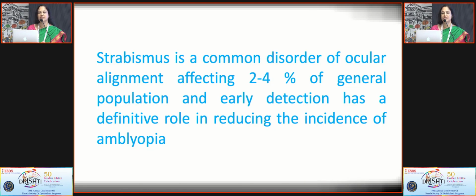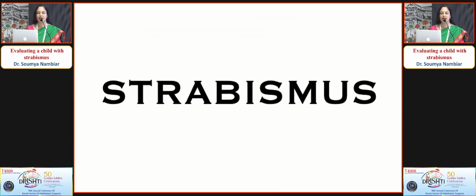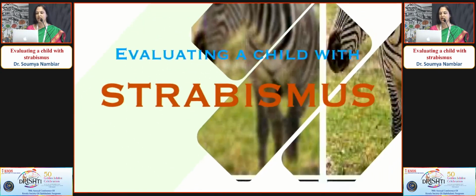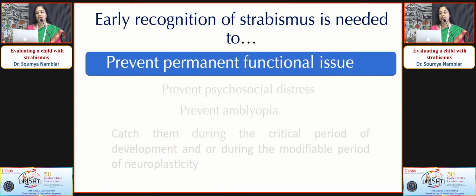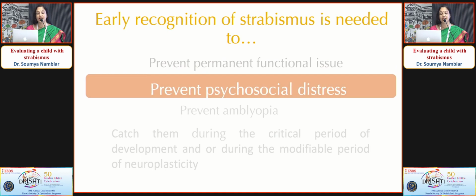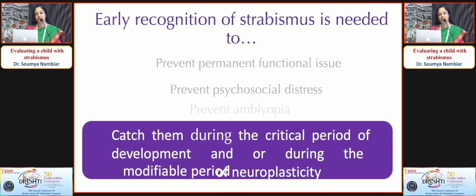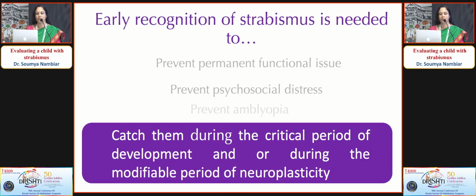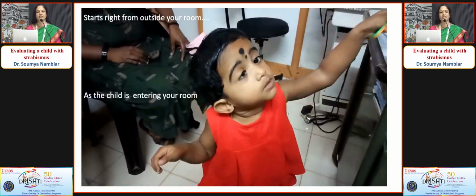Strabismus is a common disorder of ocular alignment affecting about 2 to 4% of the general population, and therefore early detection has a definite role in reducing the incidence of amblyopia. So today, let's see how we evaluate a child with strabismus, though it's easily said but difficult to do. Early recognition of strabismus is needed to prevent permanent functional issues, to prevent psychosocial distress in children, and to prevent amblyopia. You need to catch them during the critical period of development and also during the modifiable period of neuroplasticity.